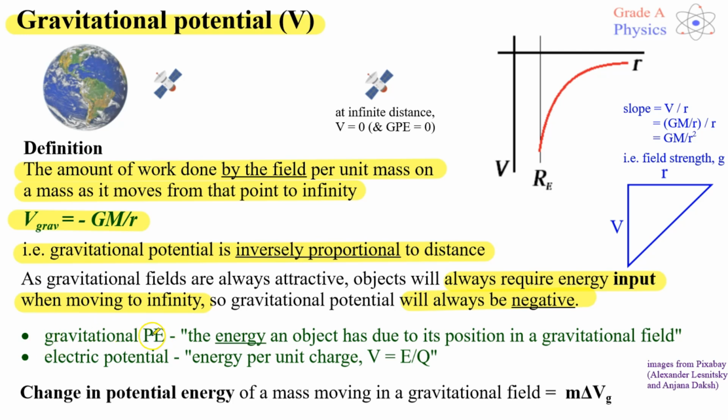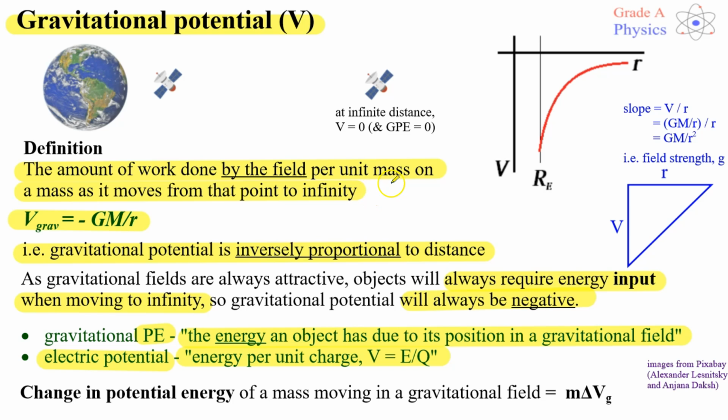So if we compare this to gravitational potential energy, which is related but not the same, that is the energy an object has due to its position in a gravitational field. But this is the energy per unit mass. So this gives us the units of joules per kilogram. We've also talked previously about electric potential, which is the energy per unit charge. That is given the symbol V. That's E over Q, whereas we have E over M.